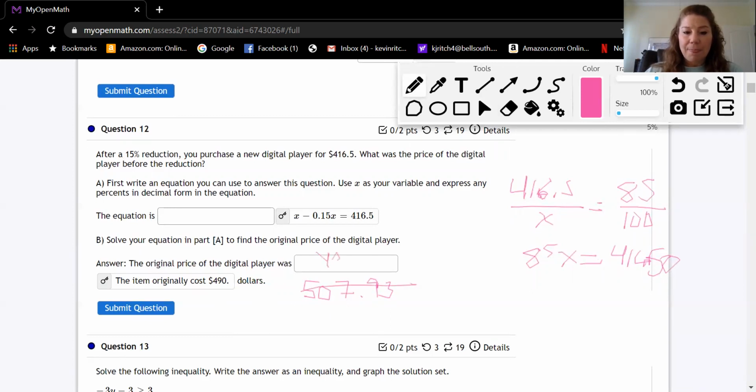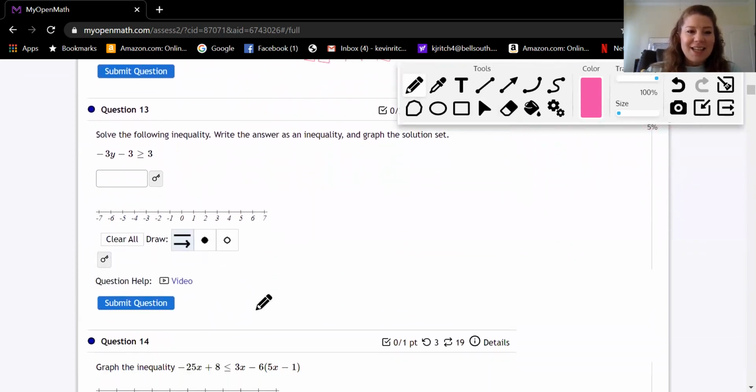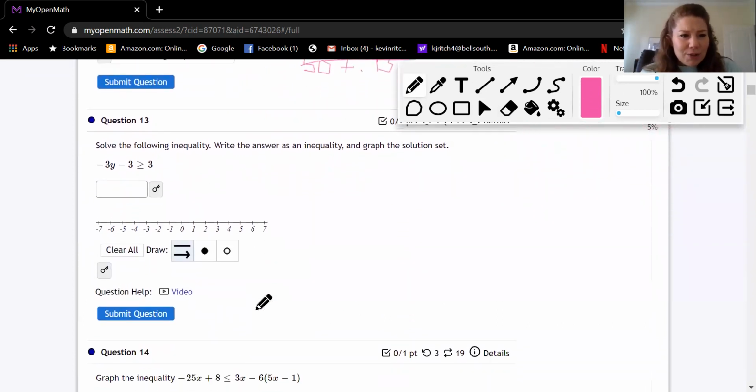$490. There we go. I set it up good. I just didn't divide in my calculator by the right number. Woo! Okay, anyway, you already know the price is this $490. All right, so what do we do now?